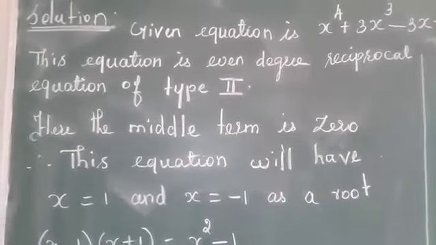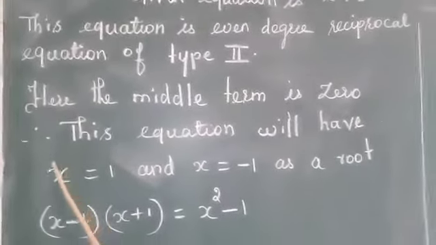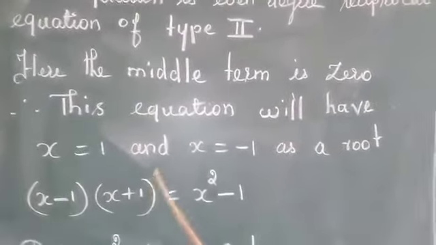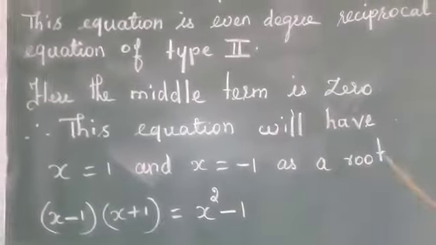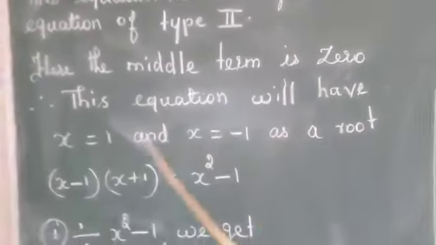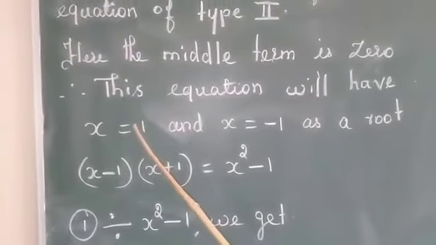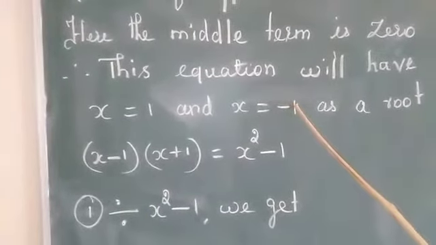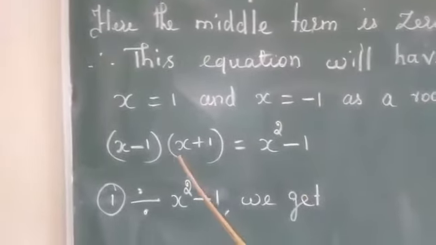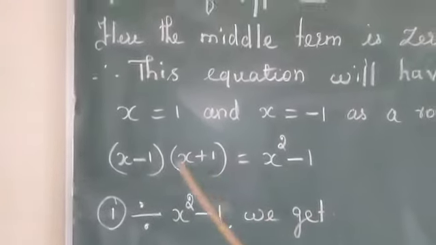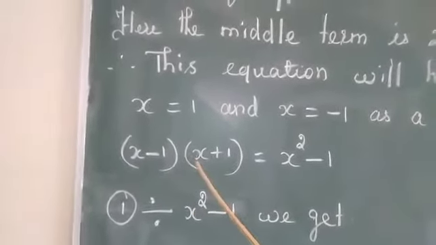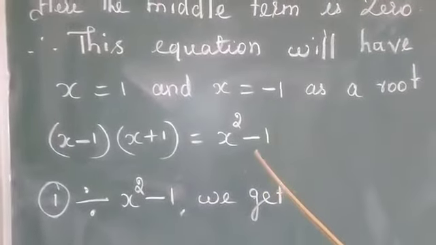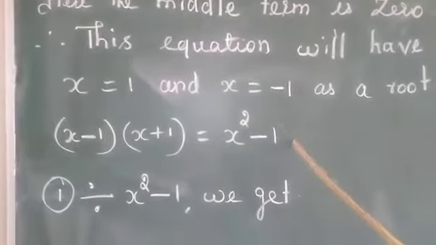When the middle term is 0 and this condition is given, this equation will have x equal to 1 and x equal to minus 1 as roots. So now we can write these roots as factors. If you bring this 1 to this side, it becomes x minus 1, and this minus 1 becomes plus 1, so x plus 1. This is in the form of a minus b into a plus b, so we can write it as a square minus b square. So I got x square minus 1.